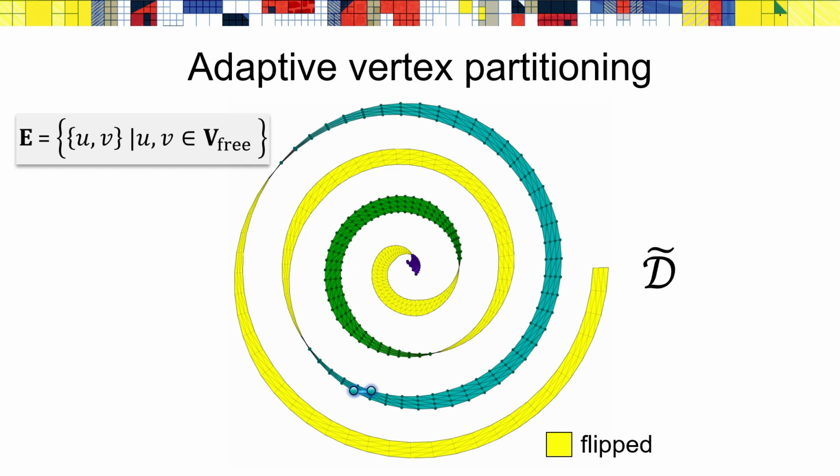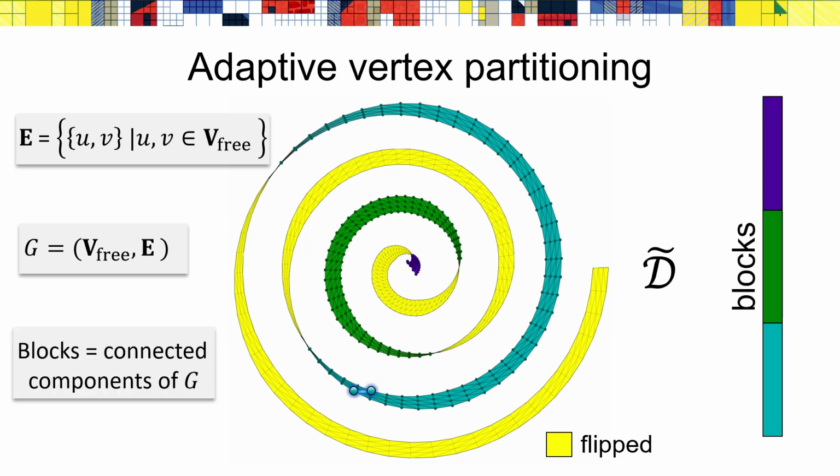Formally, we define a set of free edges that share free vertices and build the connectivity graph G of those edges and vertices. Then the coordinate blocks are the connected components of graph G, and in this case, free vertices are partitioned into 3 blocks.